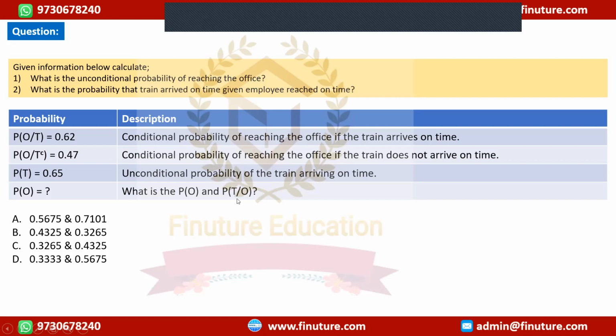We already know that the right hand side of the forward slash indicates the event that has already occurred. So in the second question, we have been told that the employee has already reached the office. What is the probability that the train was on time? Because if you notice, the employee can reach the office even if the train is not on time. So that's what we have been asked to calculate. So let's see.